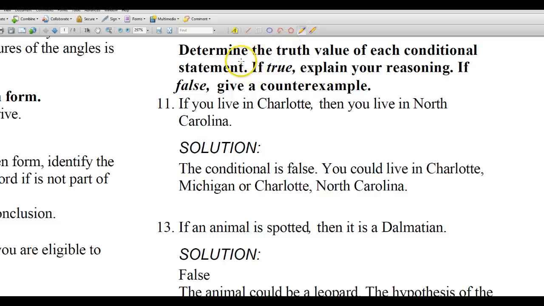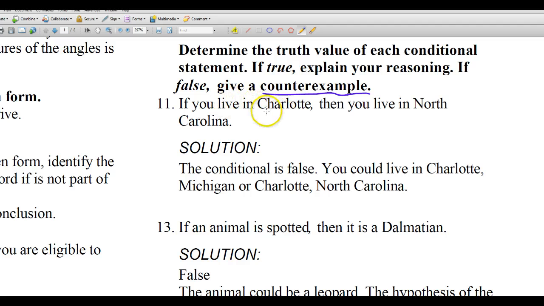All right, now we want to determine the truth value of each conditional statement. If true, explain your reasoning. If false, give a counterexample. So a counterexample is a single case that disproves, or a single case where the statement would be false, making the entire statement false.